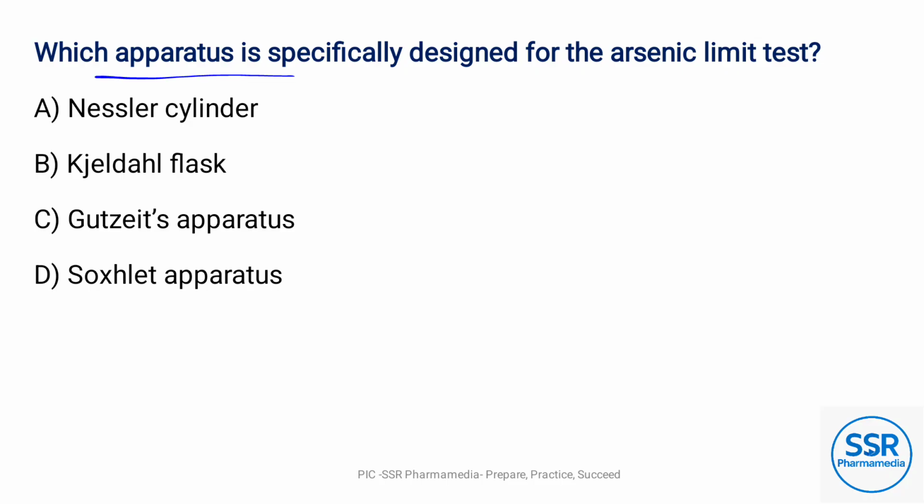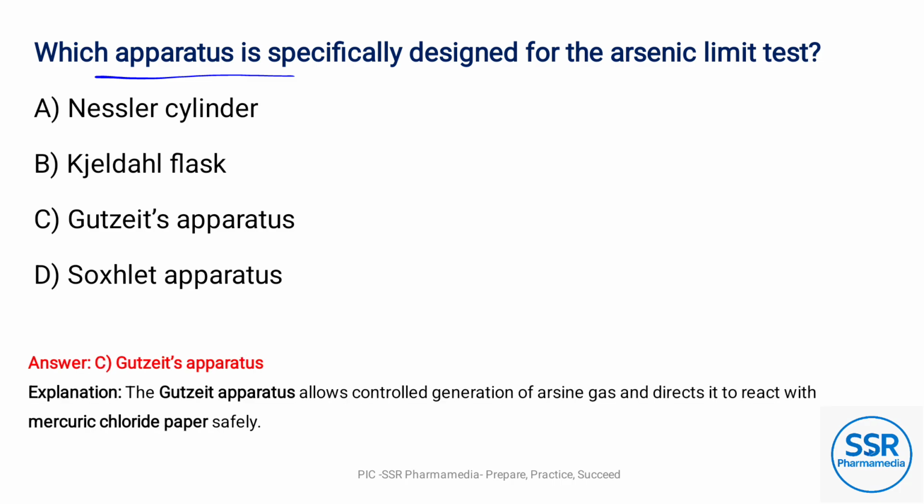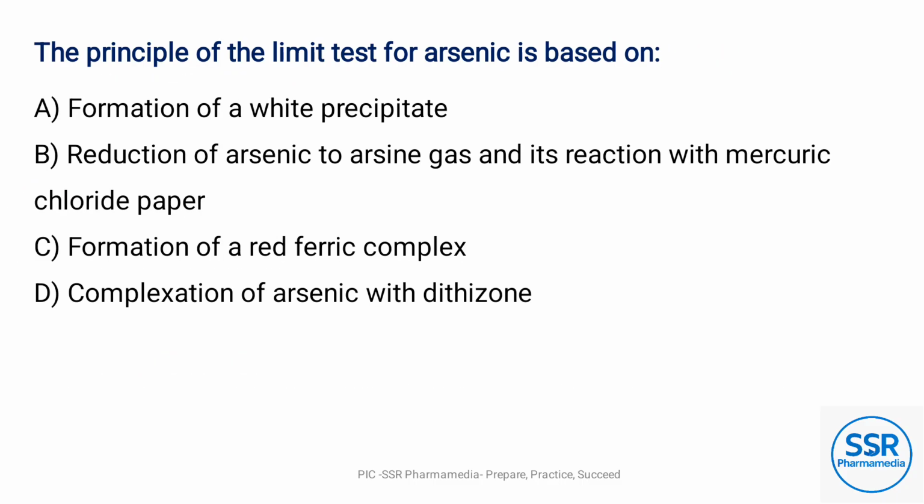Which apparatus is especially designed for the arsenic limit test? The answer is option C, Gutzeit apparatus. Gutzeit apparatus allows controlled generation of arsine gas and directs it to react with mercuric chloride paper safely.